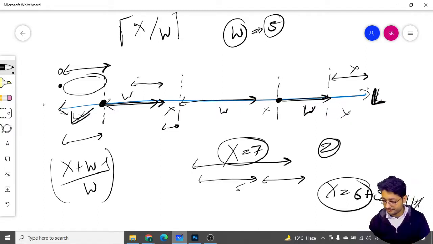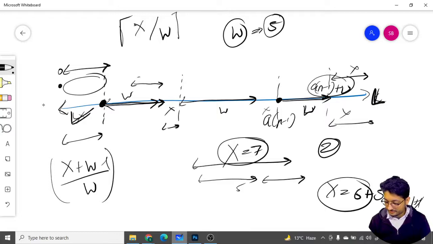There's also a gap at the end. Also remember that if the last point is, let's say, a of n minus 1, then you have to find the difference from a of n minus 1 plus W, because the last point is not this, the last point is this. So this is the gap, so you have to add W also here. So this is the gap, and you have to just find that out, and also the middle gap.